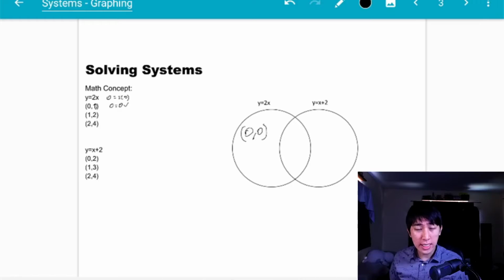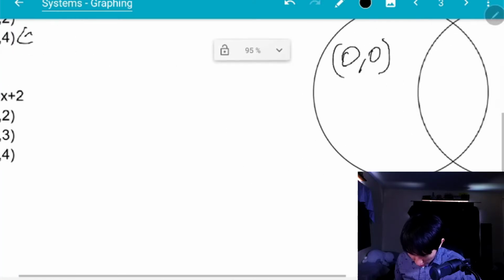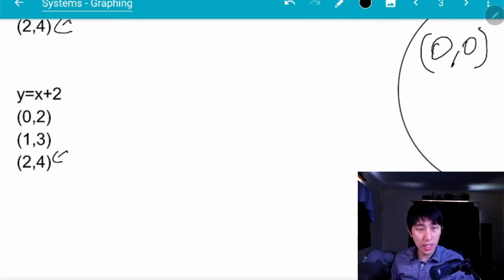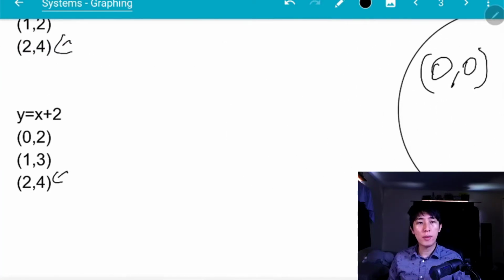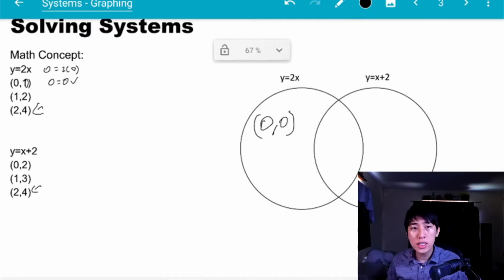So basically what you're doing here is you're looking for the pair that's on both lists. And that's going to be 2, 4. It's on this top list here. It's on this bottom list here. So 2, 4 works for the first one and it works for the second one, which means that this is the solution to our system. The solution to my system is the pair that works for both of them. That's the general concept behind systems.